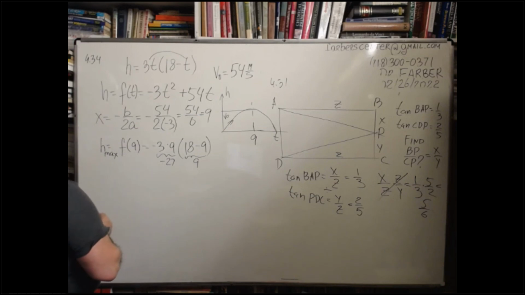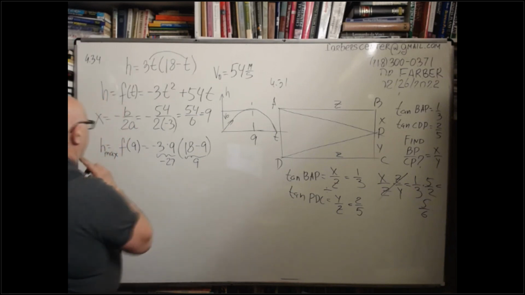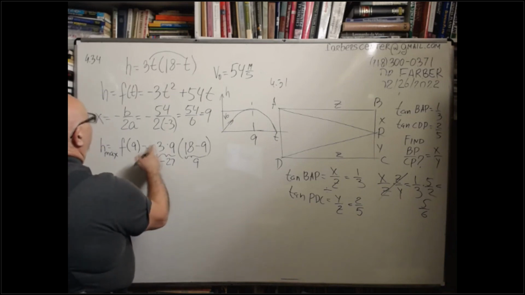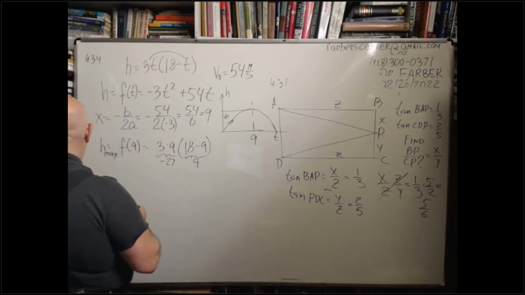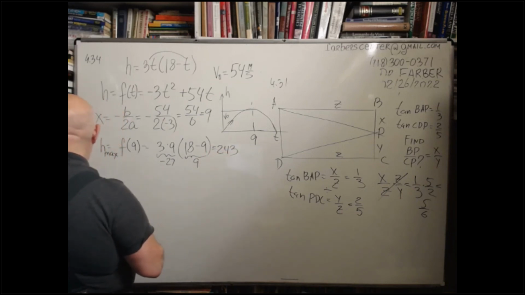Okay. And this is what we have. We don't have negative. If you multiply, you get 243. And this is what the question will ask you.